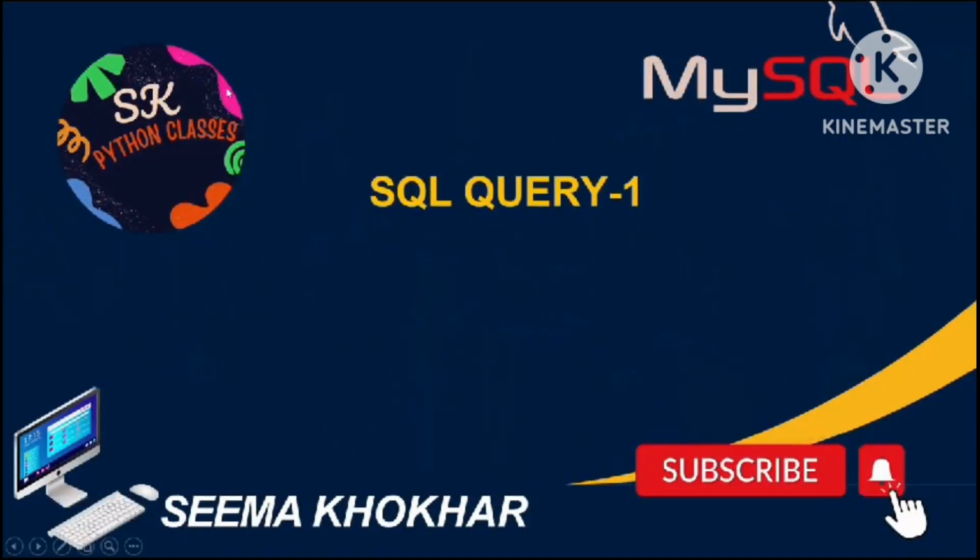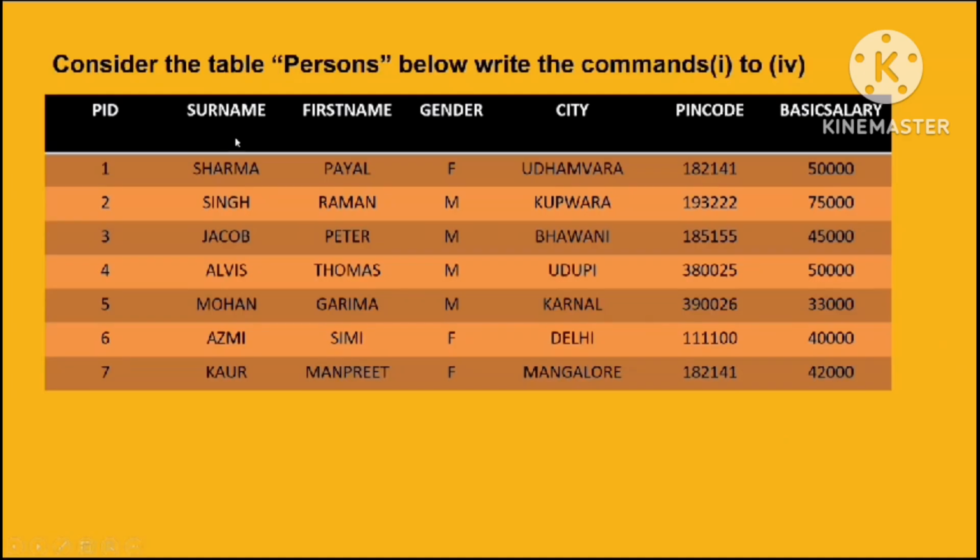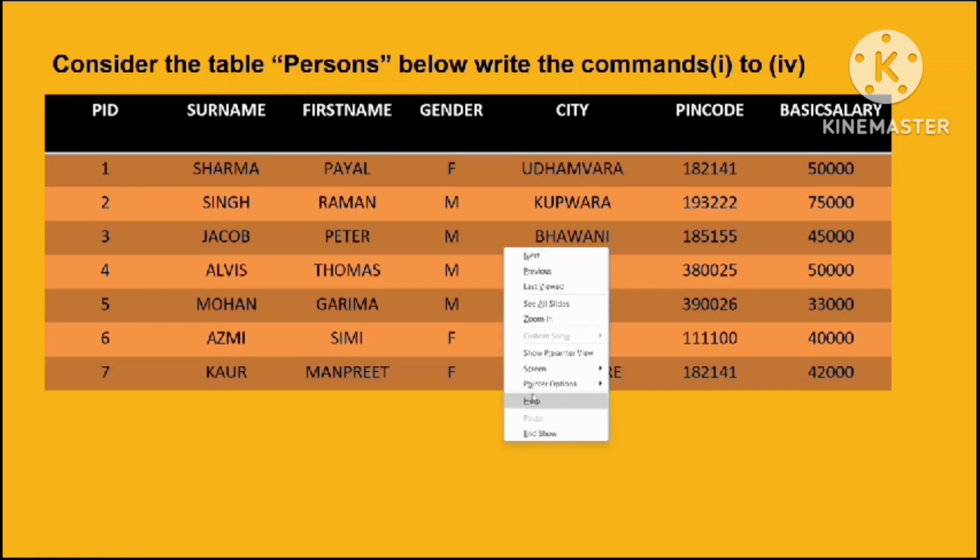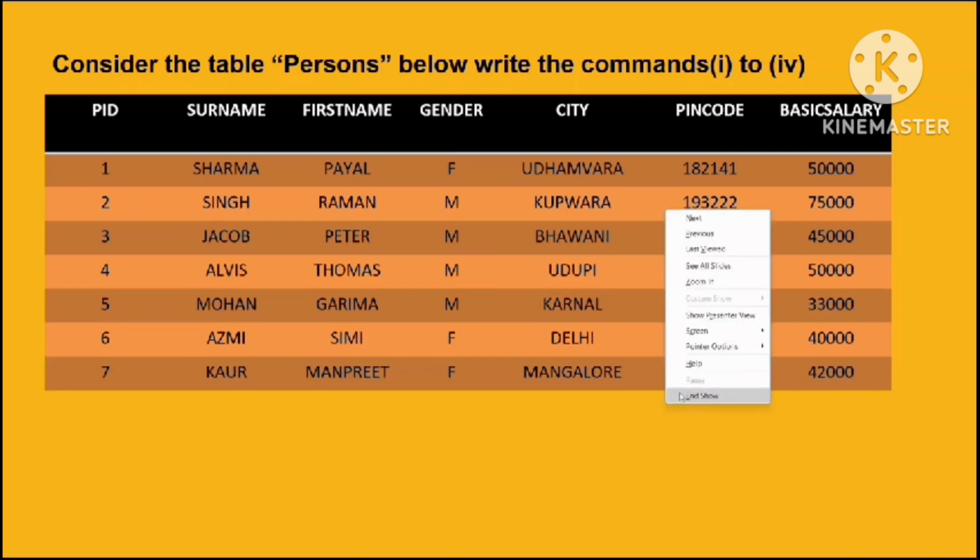In this video we will solve the 4 marks question which is asked in the CBSE exam. Here a person table is given which has 7 columns and 7 rows. Degree will be the number of columns, that means 7, and the number of rows is the cardinality. So here the cardinality of this table person is 7.